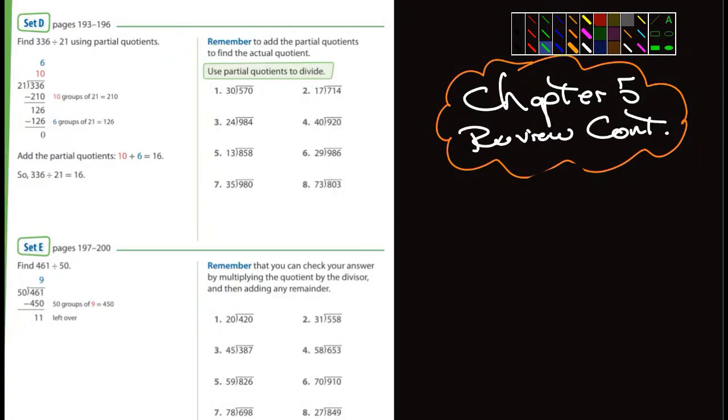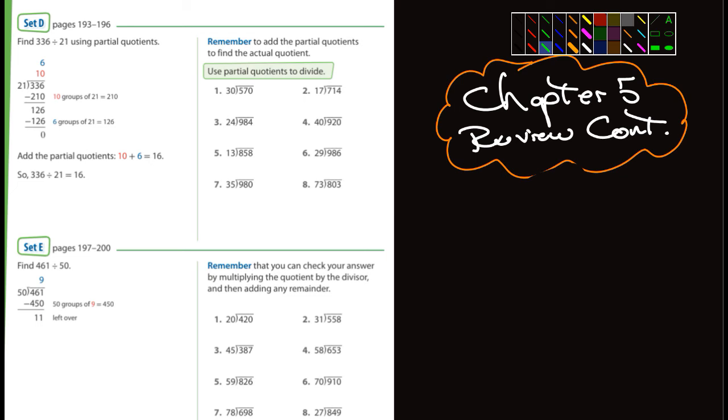Okay, fifth graders, chapter 5 review continued. We're starting with set D here. I'm not sure what page number that is, but again, this is all review, so I'm really not going to do very many of these. So looks like 1 through 8 here. In set D, it's using partial quotients, and they give you an example about that.